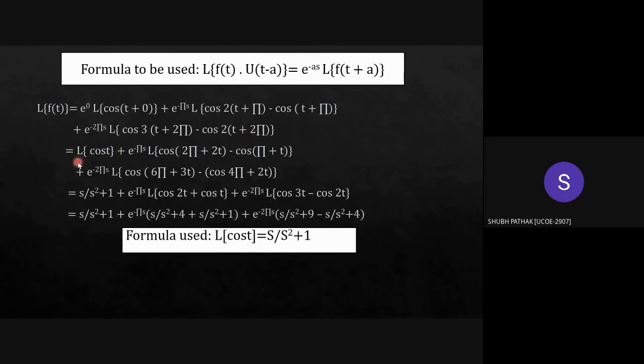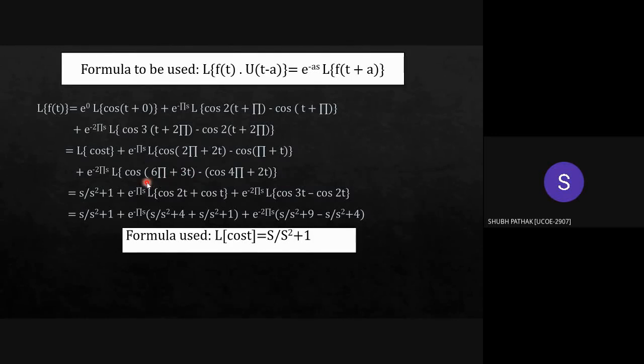So now we again simplify the equation. We will get Laplace transformation of cos t plus e raised to minus pi s into the Laplace transformation of cos(2 pi plus 2t) minus cos(pi plus t) plus e raised to minus 2 pi s into the Laplace transformation of cos(6 pi plus 3t) minus cos(4 pi plus 2t). As we can see, we have cos(a plus b) in this expression, so we convert it into the formula cos a cos b minus sin a sin b.